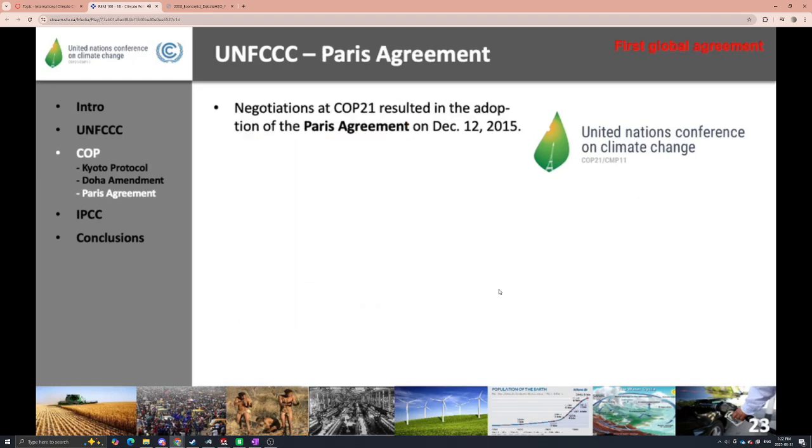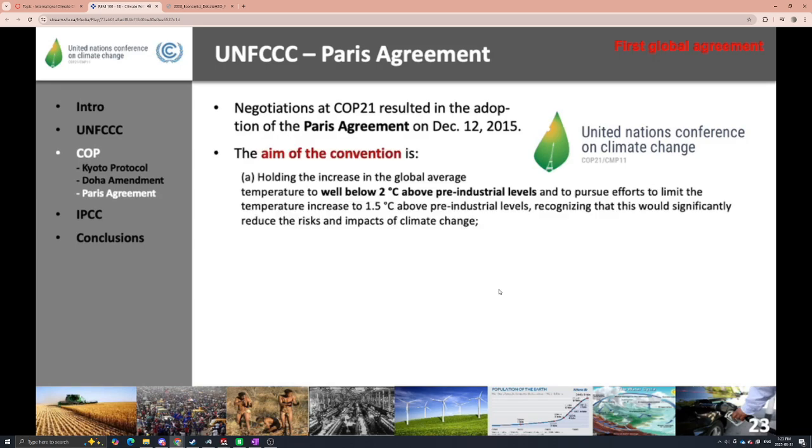Now, what came out of the negotiations of COP21 was the Paris Agreement, which was the first global agreement targeted at combating climate change. This agreement had three main goals.